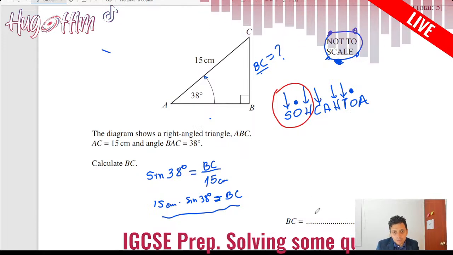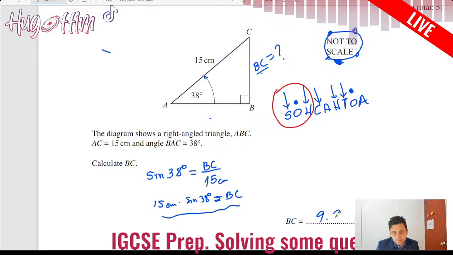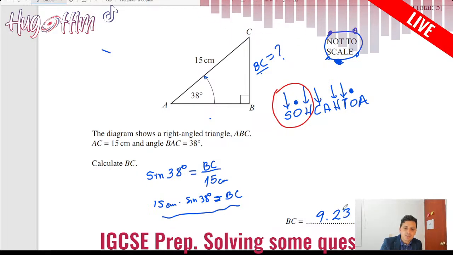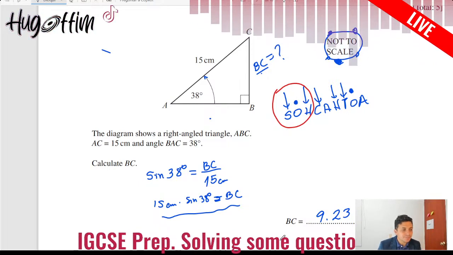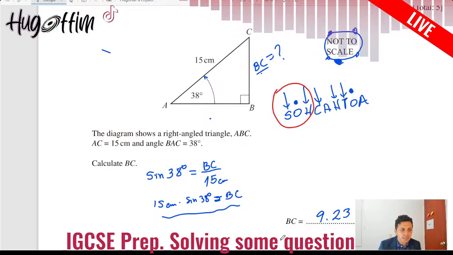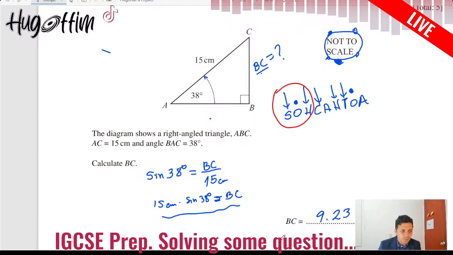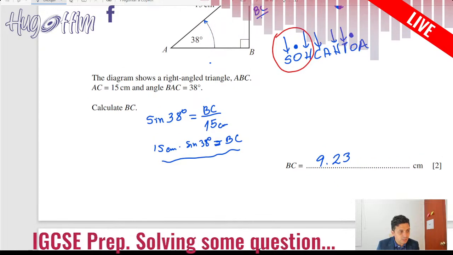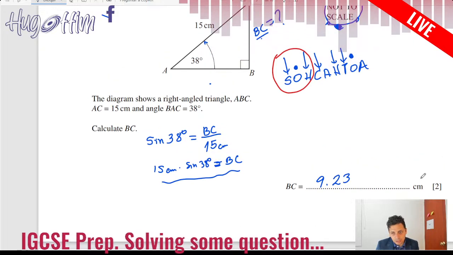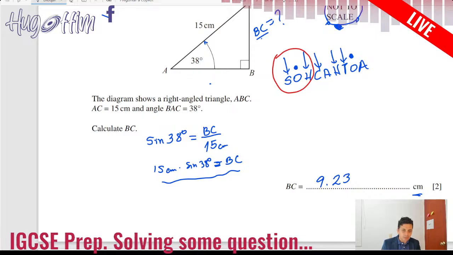9.23. So I'm going to put 9.23 centimeters. So this is how simple you can work on these type of questions regarding IGCSE questions. Look at, in this case, the IGCSE shows you the units, so you don't need to think of the units.